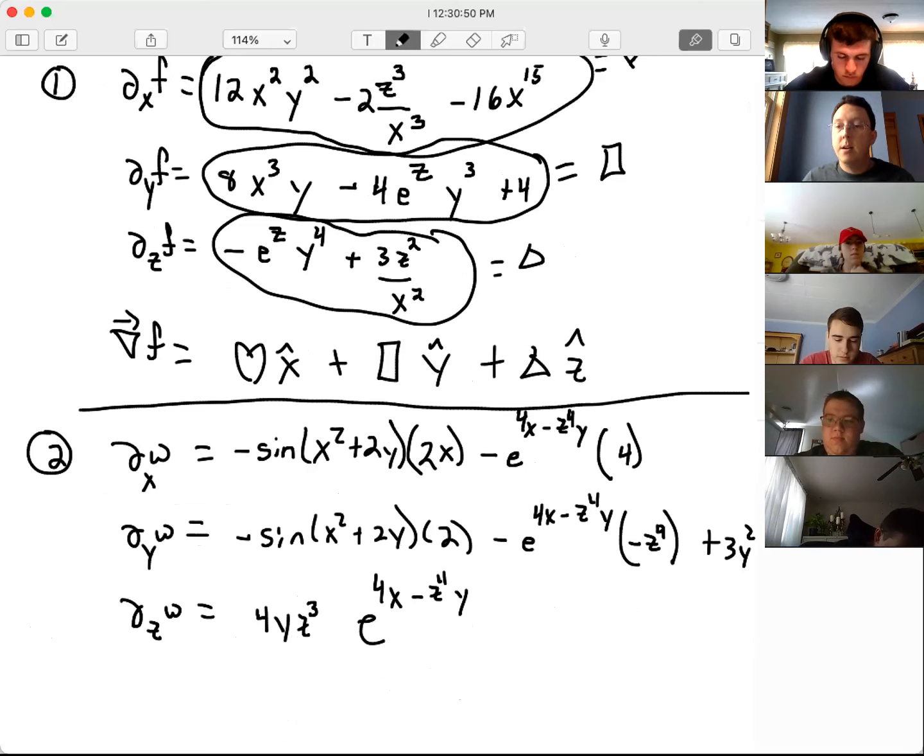Awesome. So you guys are officially experts at partial derivatives, because if you can do that, you can do anything. It's just more of the same. It's not harder. It might be bigger, but it's not harder.